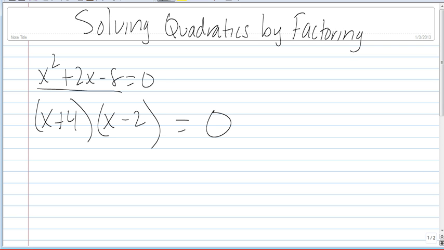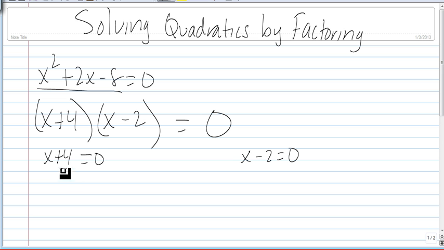binomials here. When I teach this, I always tell my students, you have your two babies. So now you have x plus 4, take that and put it equal to 0, and you have x minus 2, and you want to take that and equal that to 0 as well. Now you have your two babies, so now you can solve those for x.